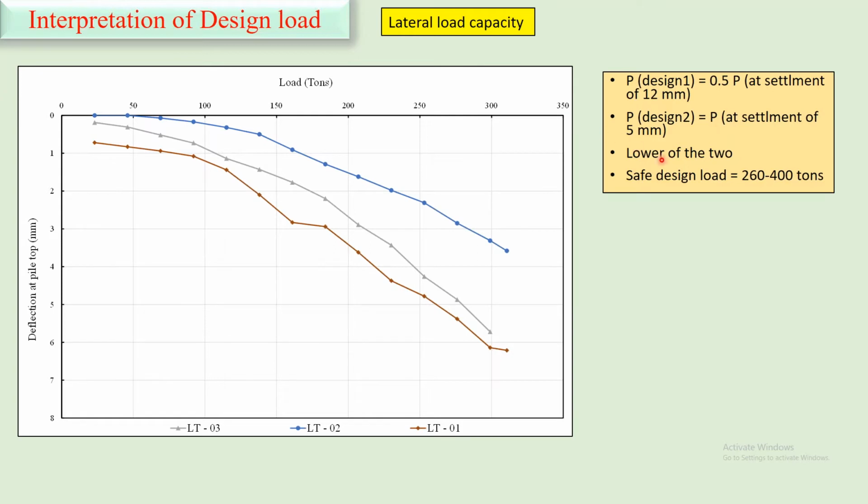So lateral load capacity, we get 260 to 400 tons. There is a range here. So again, interpretation problem here. So which one will we adopt? And this is not the case only for this site.